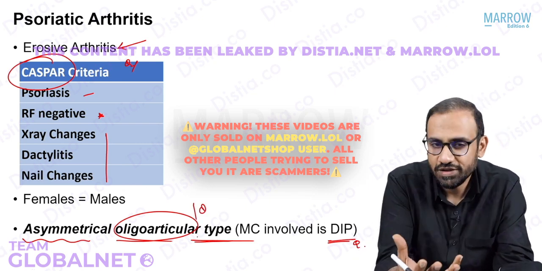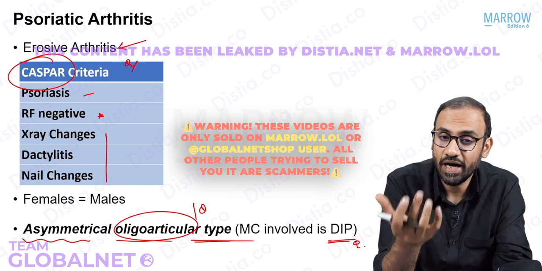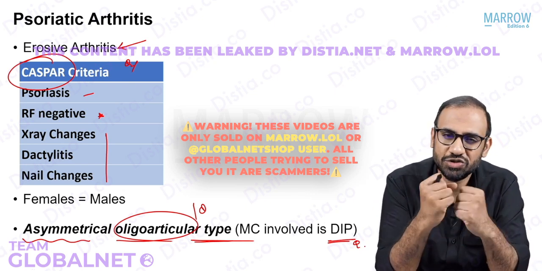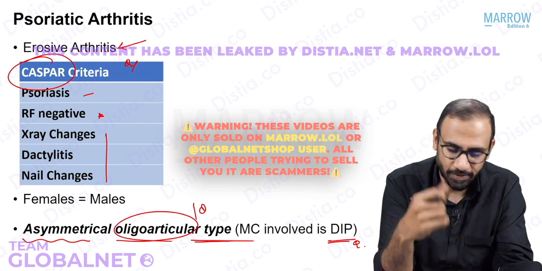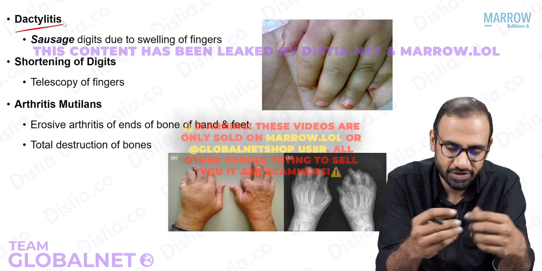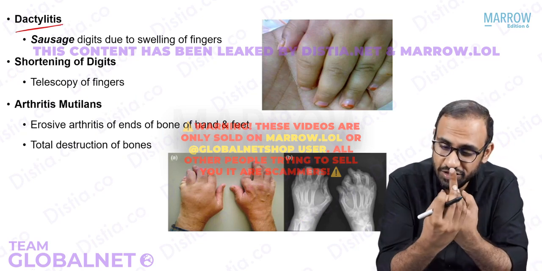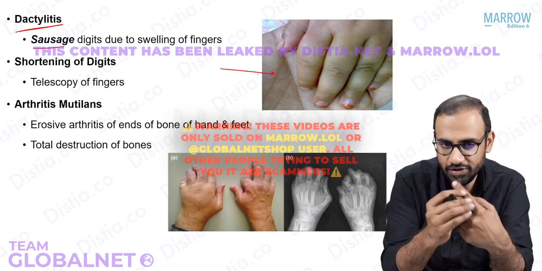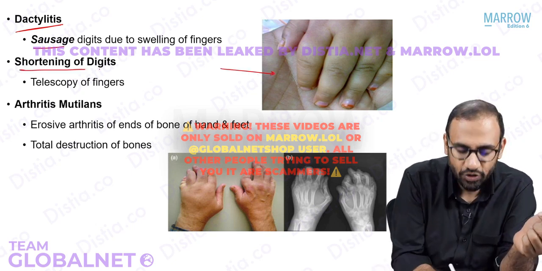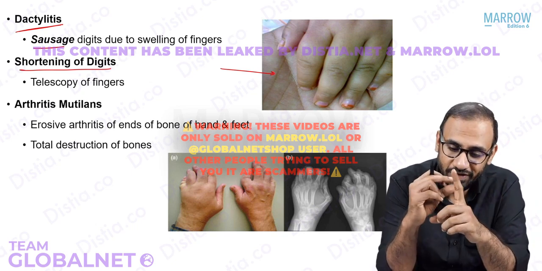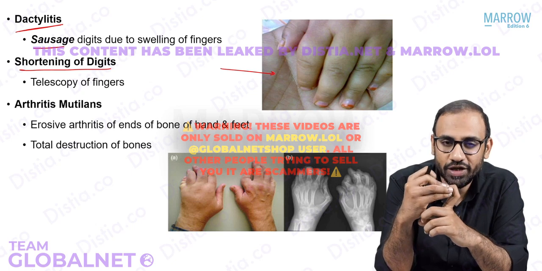Now, what will be the manifestations? The manifestations usually will be in the hand in the form of dactylitis, shortened digits, and destroyed finger bones. Okay, so let's look at this. There will be dactylitis. What is dactylitis? Inflammation of the fingers. So it will be like sausage digits, swollen digits. Okay, dactylitis will be there. What else? Shortening of digits. Because of the destruction and the erosion of the ends of the bone, the phalanges will be shortened. So there will be shortened digits.